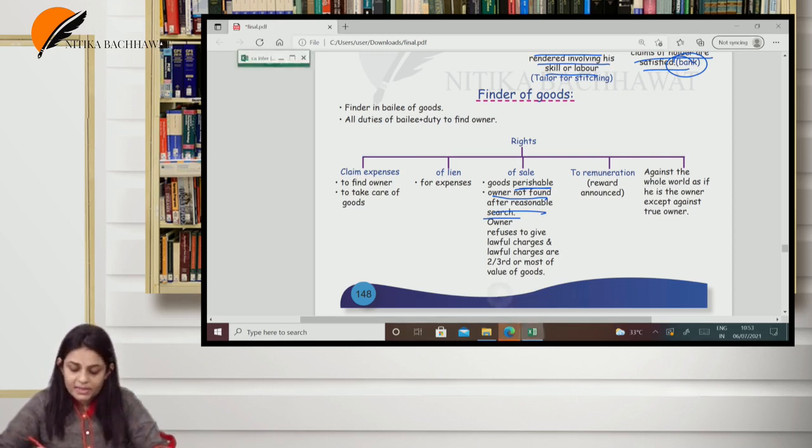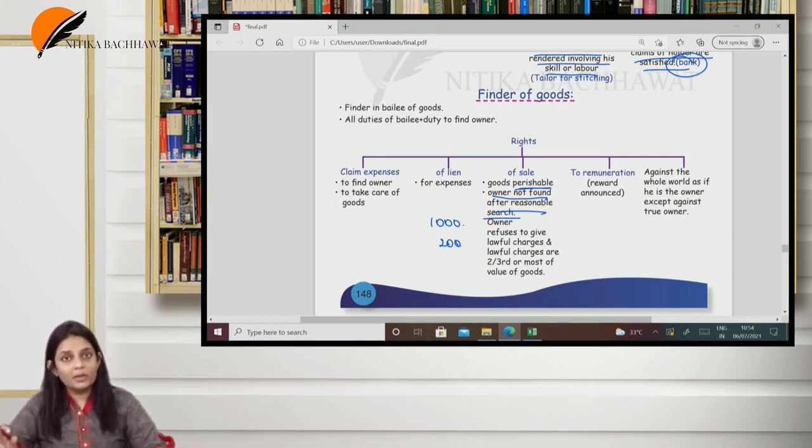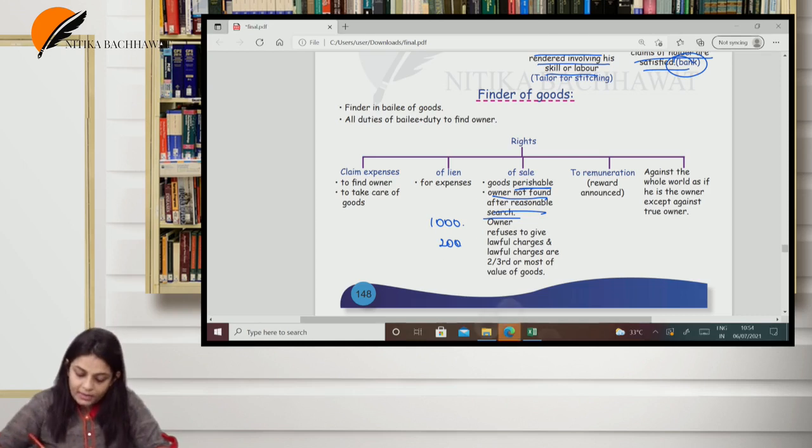For example, let us say the value of the goods is 1000. I spent 200. He did not give me. Can I go and sell the goods? No. Can I sue him for the money? Yes. Can I exercise lien over the goods? Yes. But can I sell the goods? No.